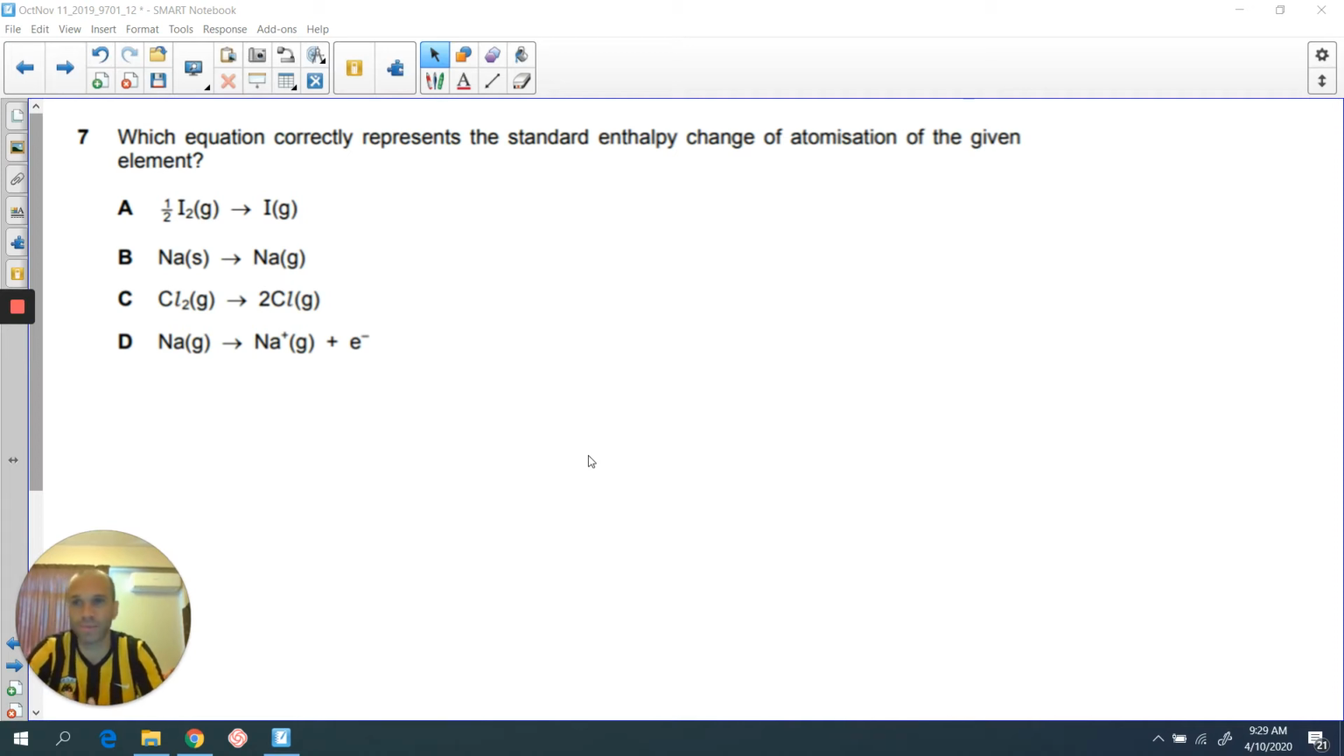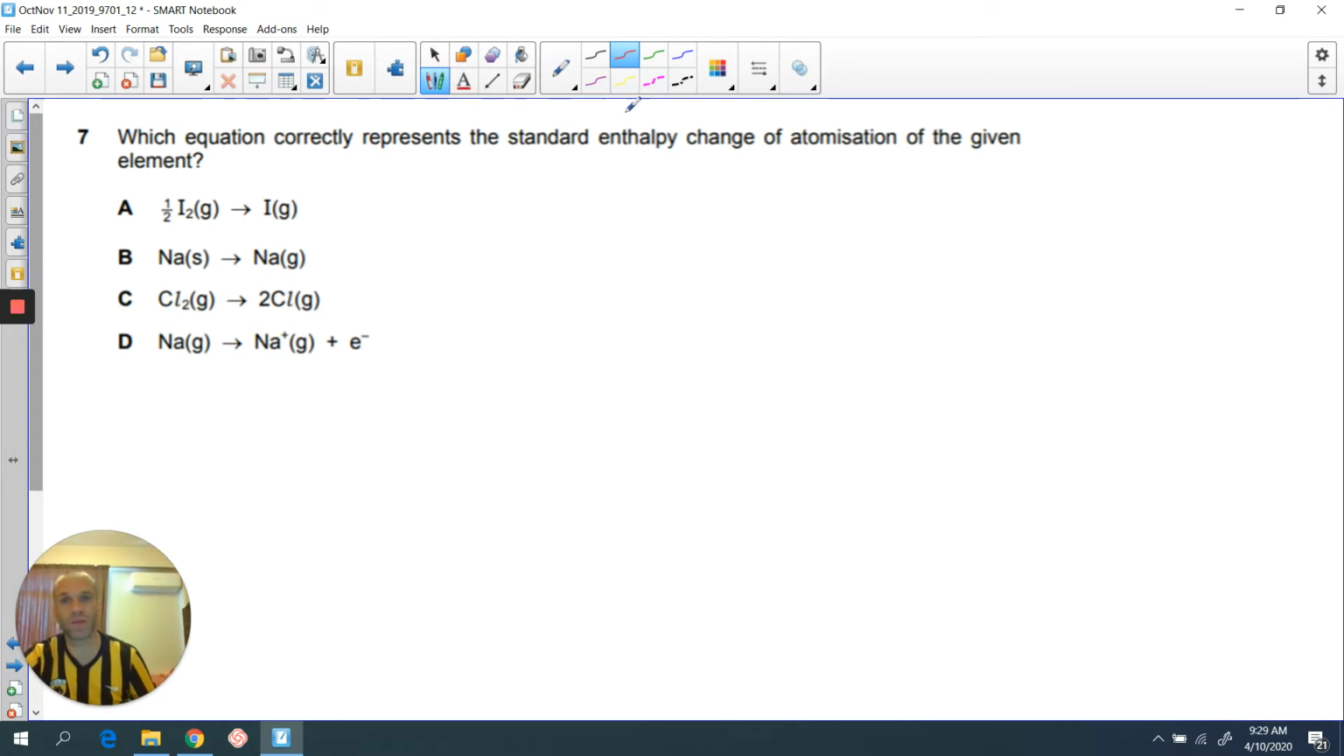A look at question 7. Which equation correctly represents the standard enthalpy change of atomization of the given element? Okay, right, this is all about knowing your definitions, but it can be a little tricky. Right, two things to consider when you're talking about standard enthalpy change of atomization.